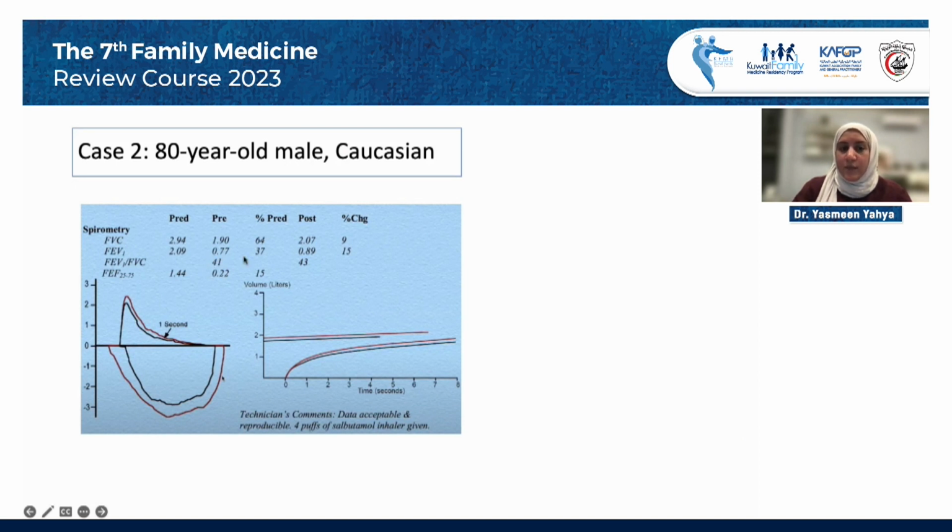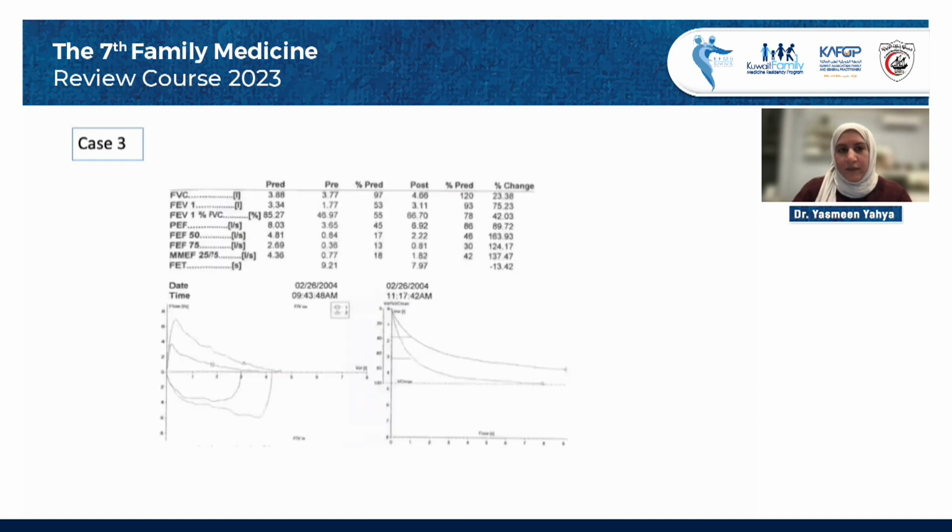So this is an obstructive pattern. Post bronchodilator, you can see that FEV1 increased more than 12%, 15, but if you check the volumes, from 0.7 to 0.89, this is less than 200 mLs. So this is not considered a significant increase or bronchodilator response. So this is COPD, since it didn't respond to the bronchodilator.